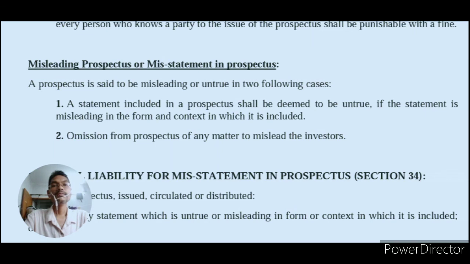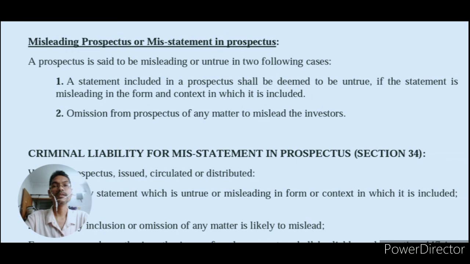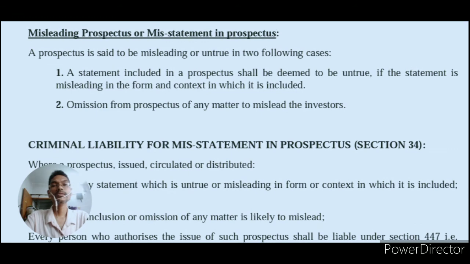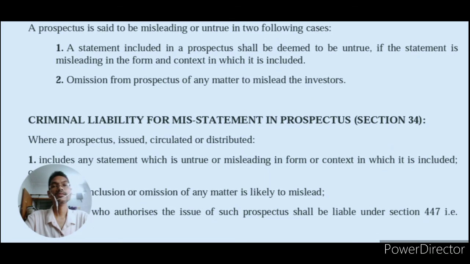Misleading prospectus or misstatement in prospectus. A prospectus is said to be misleading or untrue in the following cases. 1. A statement included in the prospectus shall be deemed to be untrue if the statement is misleading in the form and context in which it is included, or due to the omission from the prospectus of any matter that is misleading to investors.